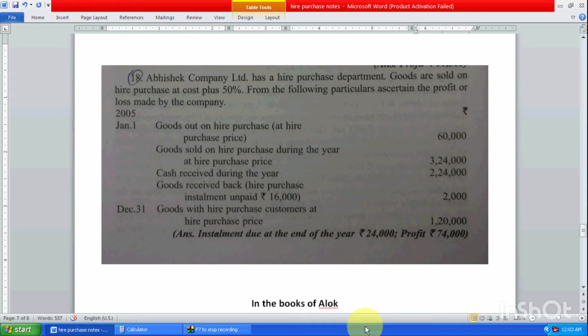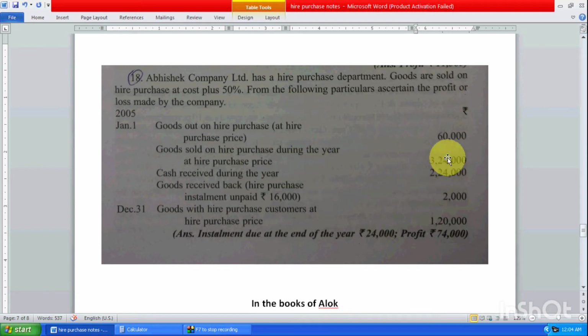Profit is 74,000. Okay, so installment due at the end of year is 24,000 showing, which means we have not yet prepared the installment due account. So first we have to prepare the installment due account, then we have to prepare the trading account. The installment due entries we have to transfer into the trading account. So let's start, let's prepare the installment due account.